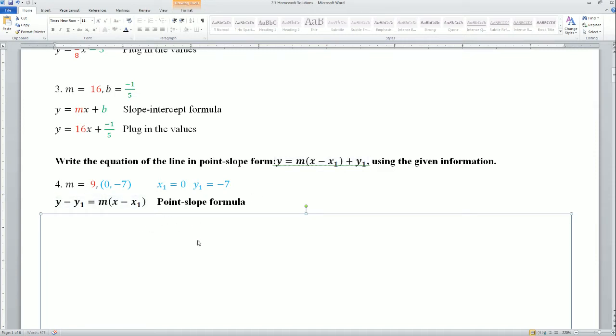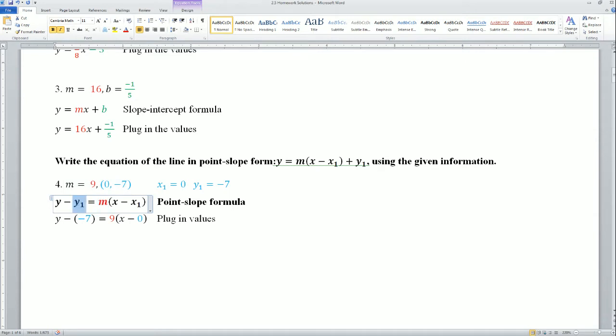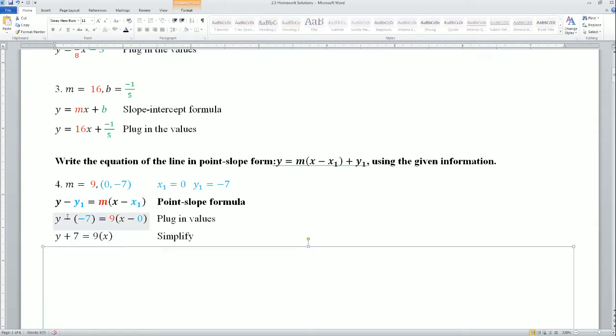Again, you're making the substitution that m is the slope, which is where you substitute in the 9. y1 here you label as -7, and x1 here you label as 0. So you label the points and plug it in. Here you could simplify. A negative times a negative is a positive, so y plus 7 is what simplifies on the left-hand side. On the right-hand side, you never write that minus 0, so it just becomes 9x.